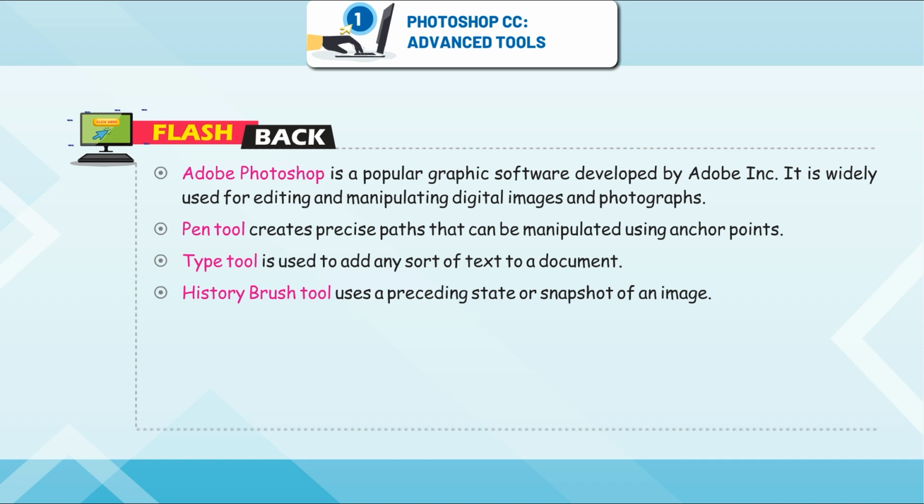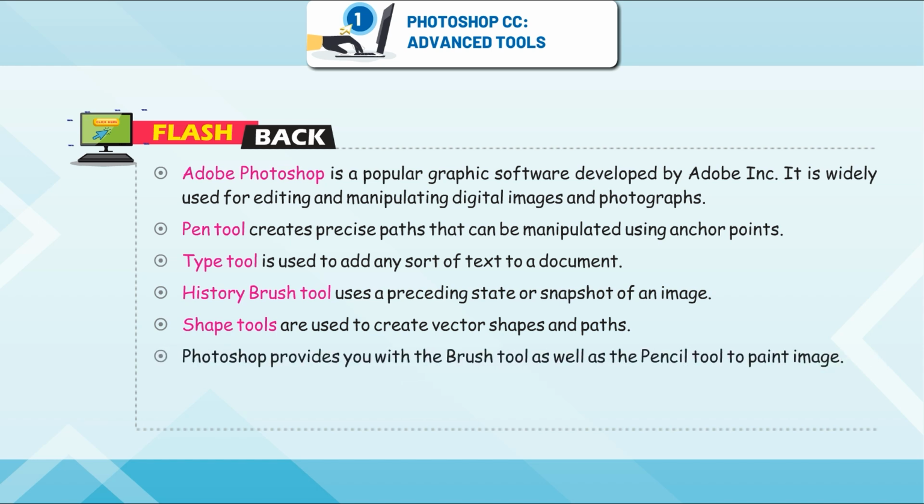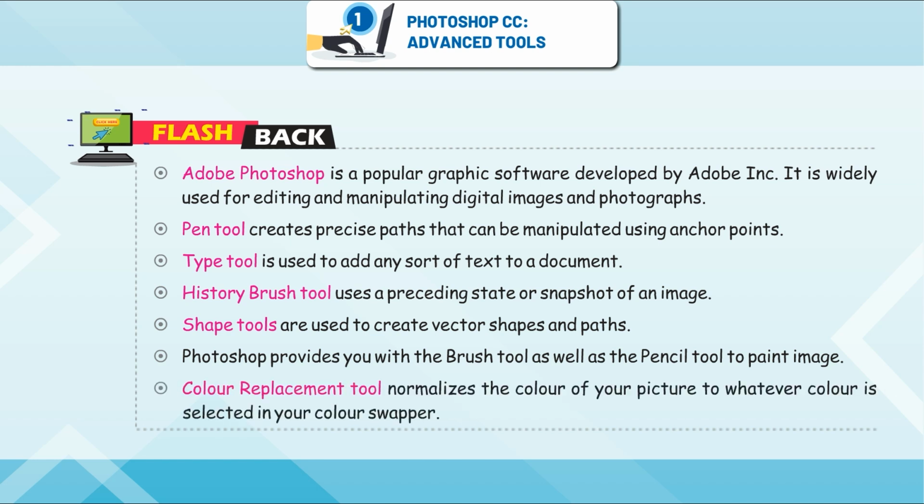History brush tool uses a preceding state or snapshot of an image. Shape tools are used to create vector shapes and paths. Photoshop provides you with the brush tool as well as the pencil tool to paint an image. Color replacement tool normalizes the color of your picture to whatever color is selected in your color swatch.